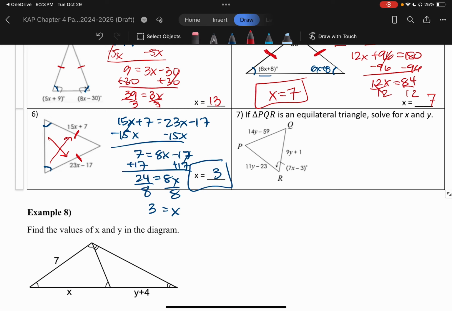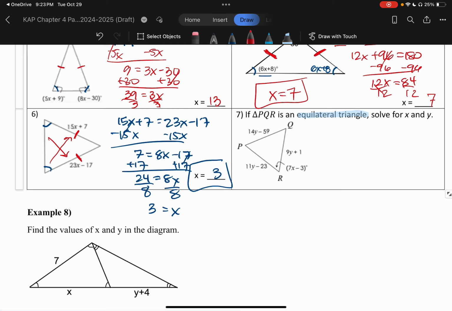Okay. Next, we're looking at triangle PQR. If triangle PQR is an equilateral triangle, solve for x and y. So you'll notice that here in the problem, it actually tells you it's equilateral. Nothing in that triangle is marked. So it's important that you're actually reading the questions. I'm super guilty of this. I don't always read. I just look at the picture and try to start. Read the question. A lot of the times there's useful information in there.